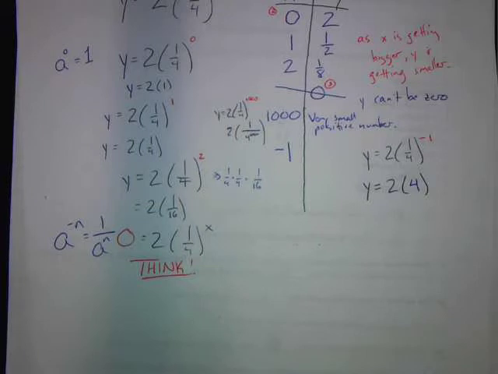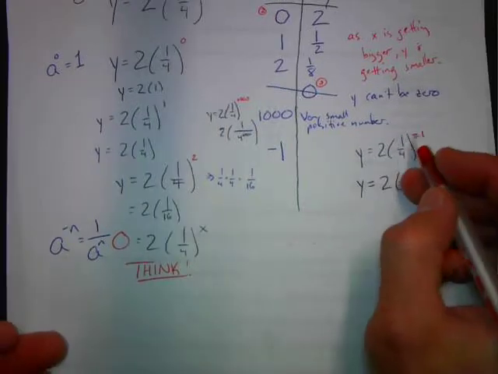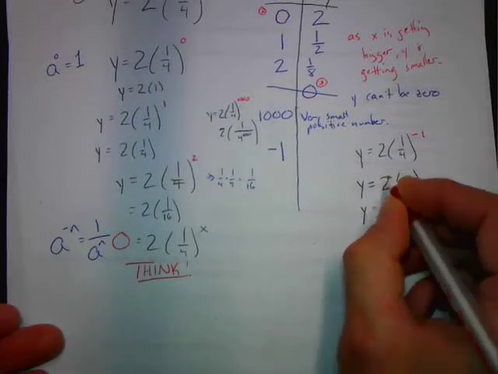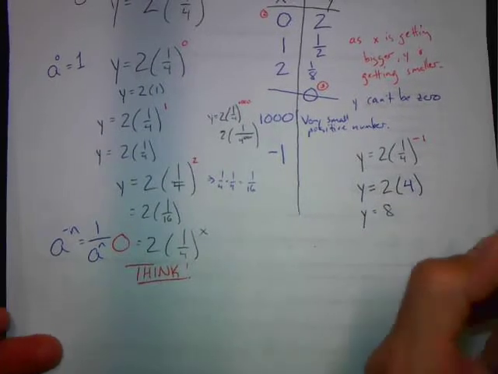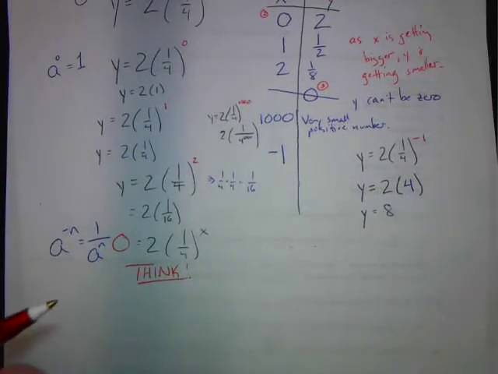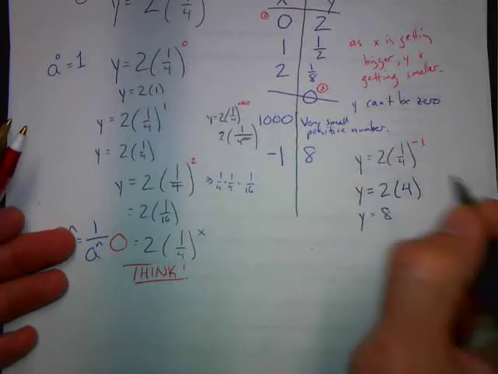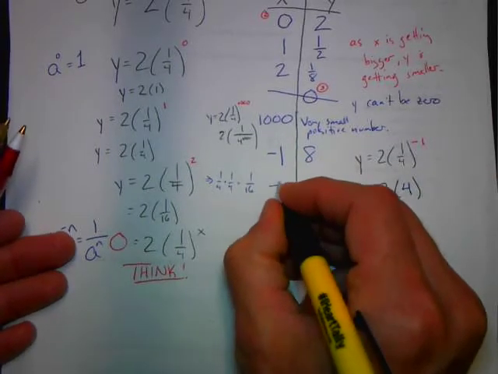1 over 1/4 is 4. So if x is -1, y is equal to 8. Isn't that amazing? X is -1, y is equal to 8. And what if x was -2?